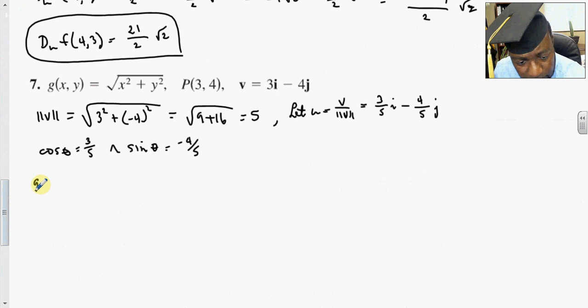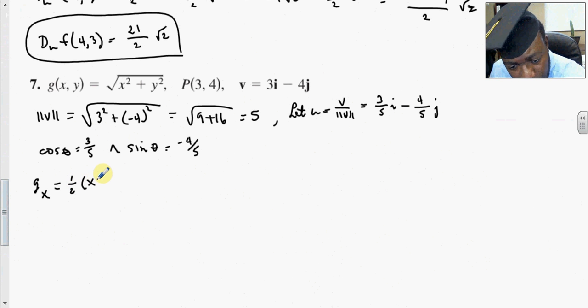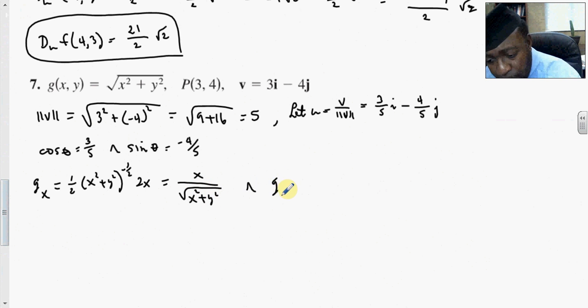Now the partial derivatives of g with respect to x. It's a nasty one. So this is 1/2 times x squared plus y squared to the negative 1/2 times the derivative with respect to x, which is 2x. So that just gives us x over the square root of x squared plus y squared. And obviously the partial of g with respect to y, we have symmetry with x and y, so just replace the x with y. So it's y over the square root of x squared plus y squared.